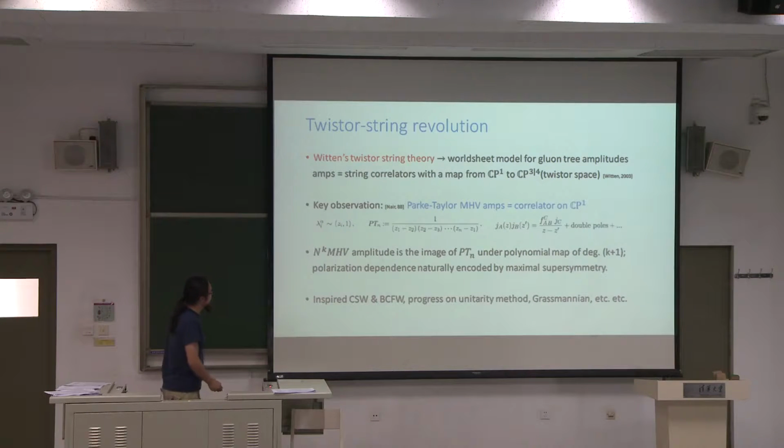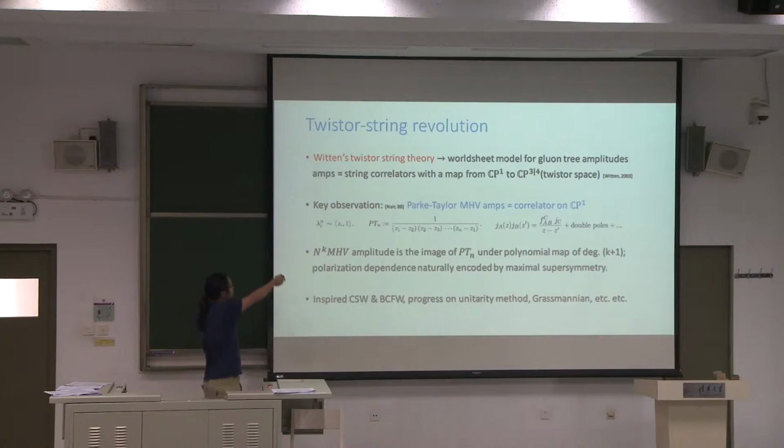We'd like to ask whether this is just a coincidence of that particular amplitude, or a more general feature. Witten's twisted string theory actually provided a very nice answer 10 years ago. Basically, it says that the simplicity and structure of the S matrix can be understood from a worldsheet model. Witten had a worldsheet model for gluon tree amplitudes, where he wrote the tree amplitudes in the supersymmetric gauge theory as a string correlator based on a map from the Riemann sphere to a target space, CP^3|4. The key observation is that the simplicity of the Parke-Taylor formula is reflected in this correlator on the Riemann sphere.